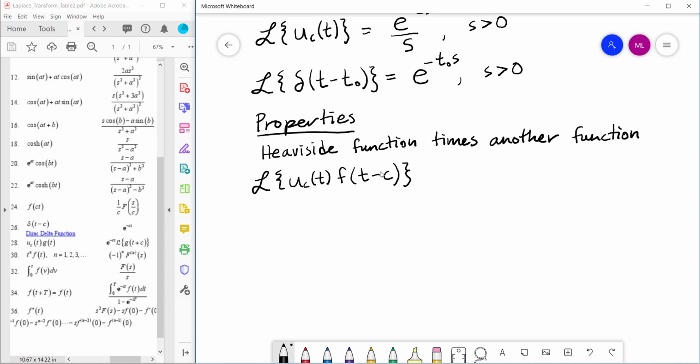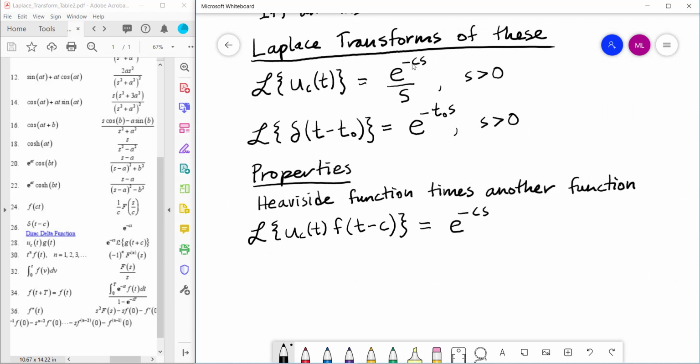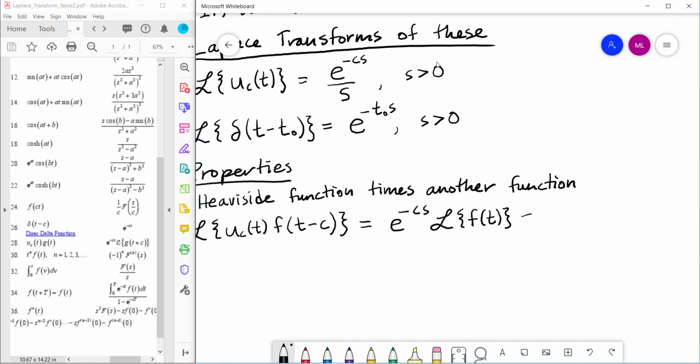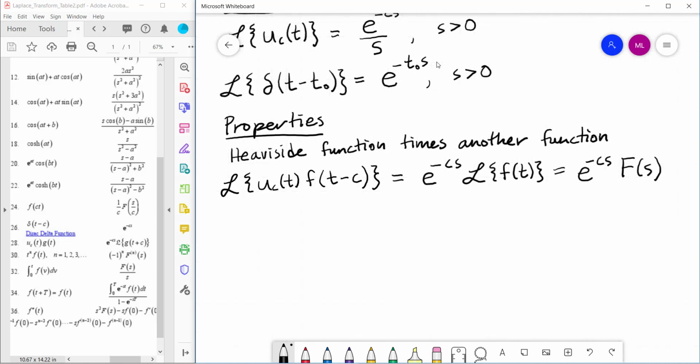But if we take the Laplace transform of that, you get the following. You get e to the negative cs, which isn't all that surprising. That's what showed up here, e to the negative cs, times the result of whatever you'd get if you just took the Laplace transform of f of t by itself. So basically what you get is e to the negative cs times our capital F of s. And we're going to definitely use that property. And again, that one shows up in here as well.